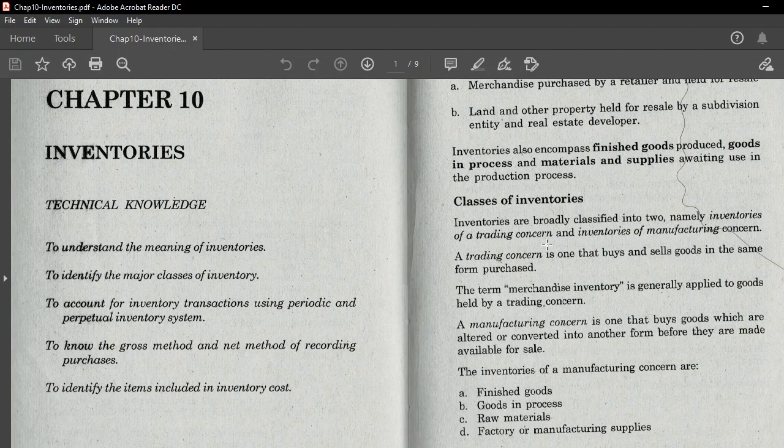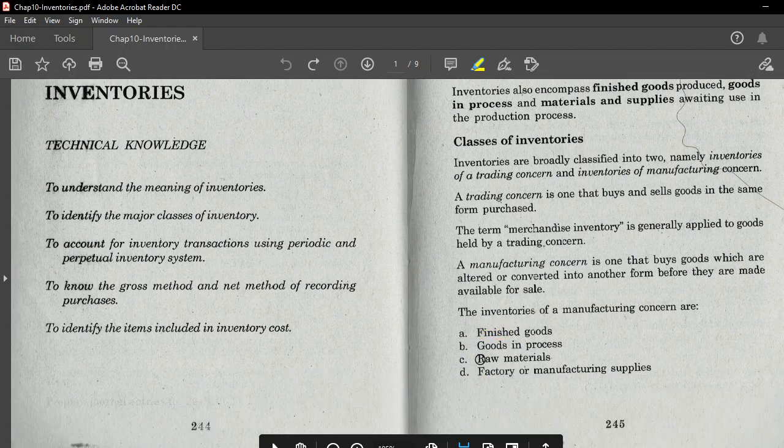What I mentioned earlier is that when it comes to manufacturing, the inventories can be chopped into specific categories. So, we have here, below, you have finished goods. Okay. Finished goods. Or, let's not start with finished goods. Let's start with raw material.